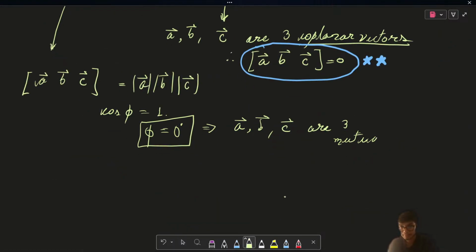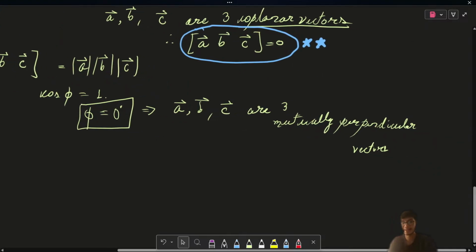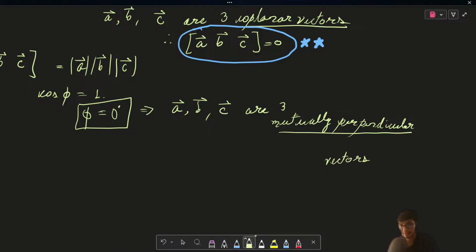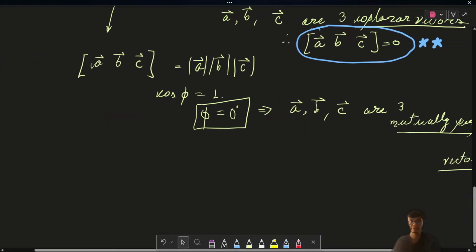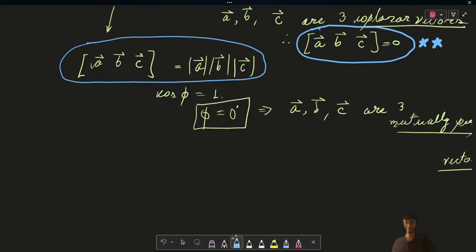mutually perpendicular vectors. So whenever I have these three mutually perpendicular vectors, they will give me the result just as follows over here. So please note this particular result as well. Whenever we have three mutually perpendicular vectors, we will simply have the result of the scalar product as the multiplication of the magnitudes of the three individual vectors. I hope this is clear to all of you.